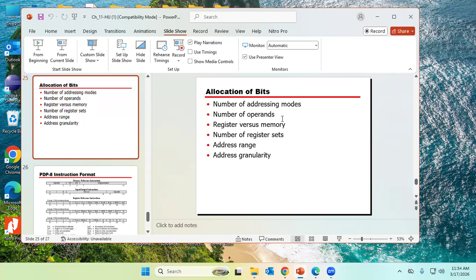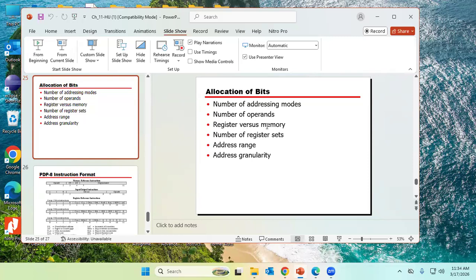Number of operands. As I told you, if you go back to the recordings, the VAX 11/780 used 6 or 7 operands, guys. Imagine. We don't see this a lot in current architecture, guys.